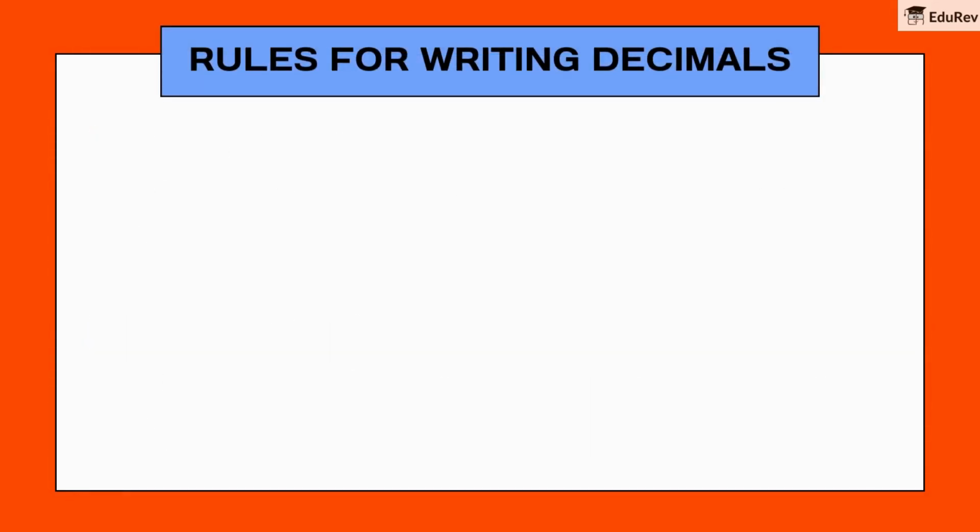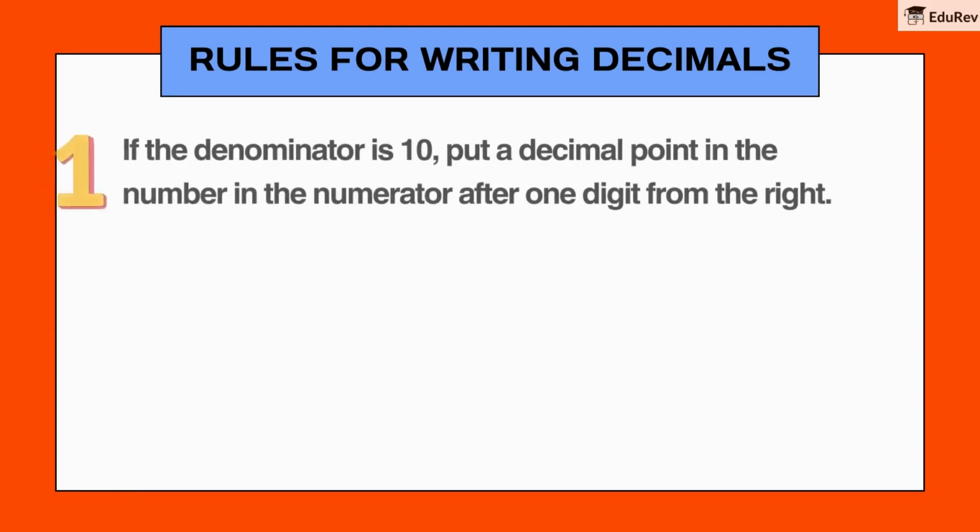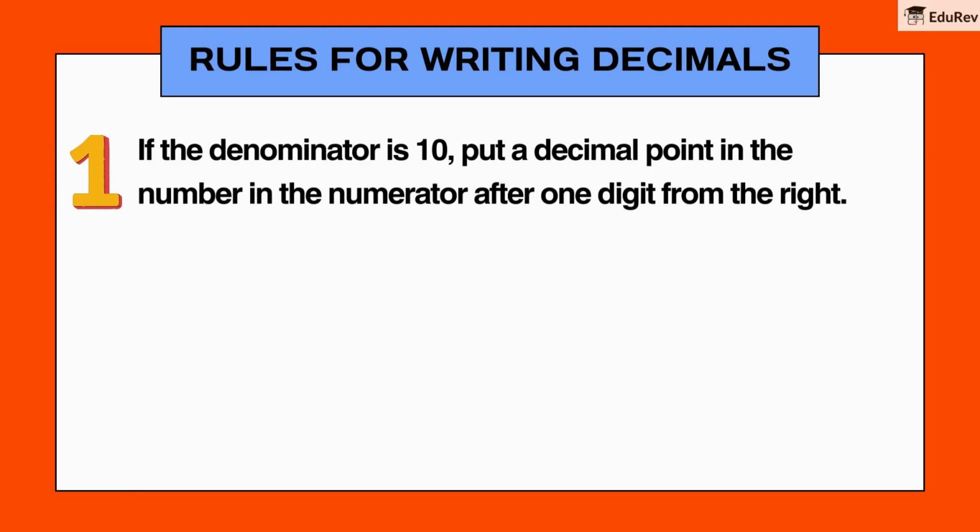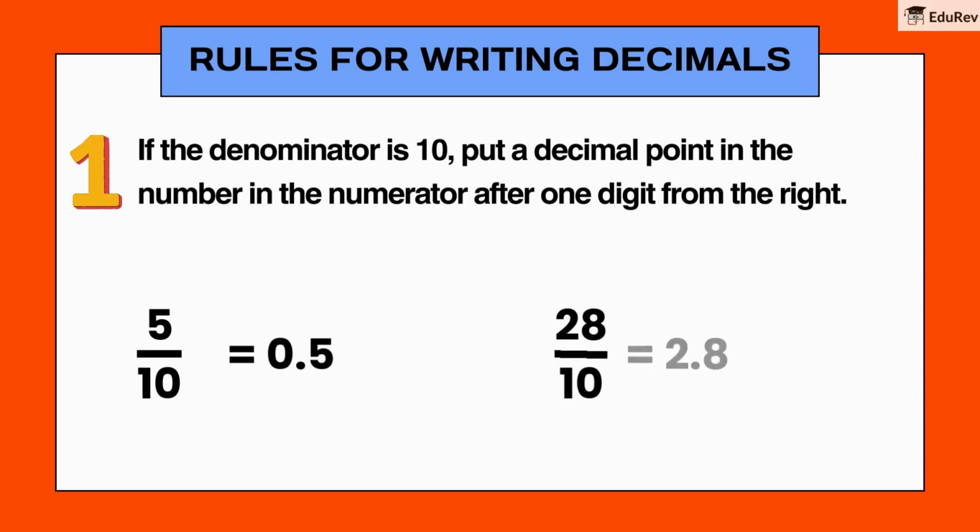Next up, there are some rules for writing decimals. If the denominator is 10, put a decimal point in the number in the numerator after one digit from the right. So we have 5 upon 10 as 0.5. Similarly, 28 upon 10 is 2.8.